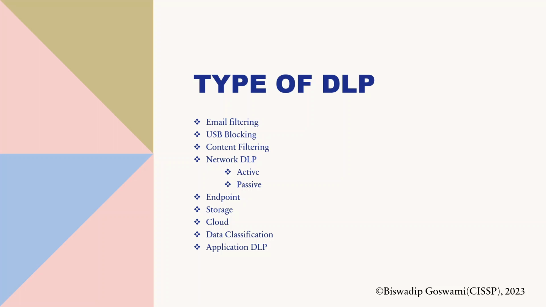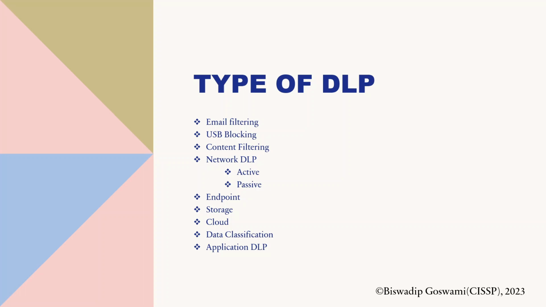Passive network DLP. This type of DLP involves monitoring network traffic for sensitive data without actively blocking it. It is used for monitoring and detecting data breaches, but it does not take any action to prevent data leakage. Endpoint DLP involves protecting data at the endpoint, such as laptops, desktops, and mobile devices. Storage DLP. This type of DLP involves protecting data that is stored in various locations, such as database, file server, cloud storage. It involves monitoring and controlling access to sensitive data and preventing unauthorized access to it.